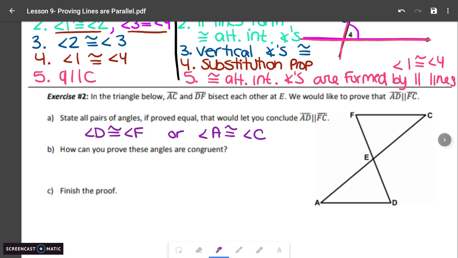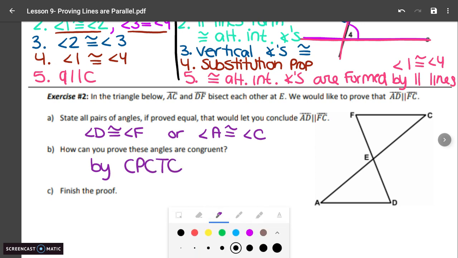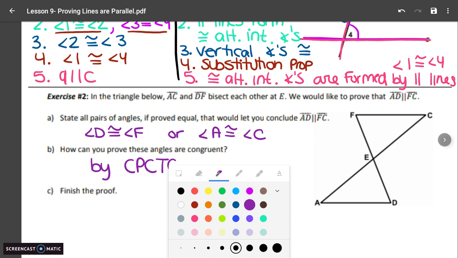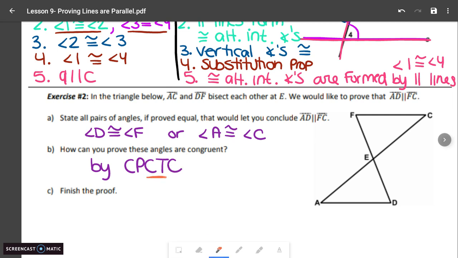But I can't just prove the angles. But remember, we see the shapes. We can prove them by CPCTC. But remember, there's one catch to CPCTC. We can't use it until we prove that the triangles are congruent. Because remember, this stands for corresponding parts of congruent triangles are congruent. So before I use CPCTC, I want to prove that triangle AED is congruent to triangle CEF.